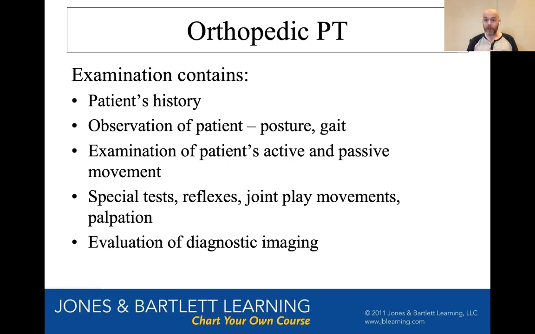We can take their joints through range of motion and take measurements, or we can have the patient do certain physical tasks, and we can watch and see how they do them. We can also do manual muscle testing, which is a formal strength test. Other special tests, reflex tests, palpation, and y'all know what palpation means, as y'all are learning that in anatomy right now. That's just feeling bony prominences of muscles and landmarks with your hands on the patient. And evaluation of diagnostic imaging. And that's not something we do.